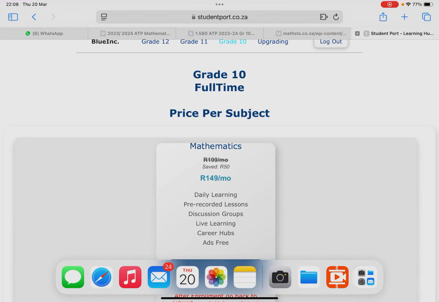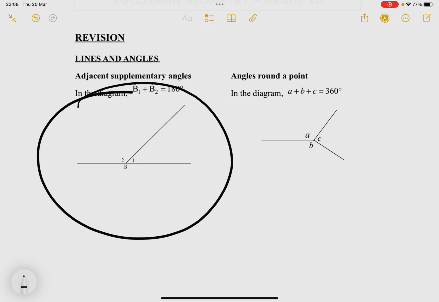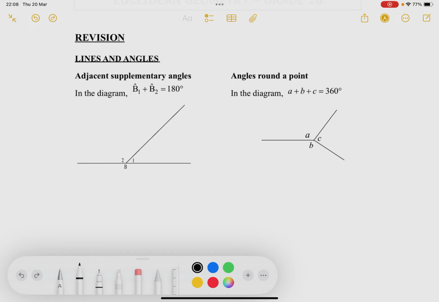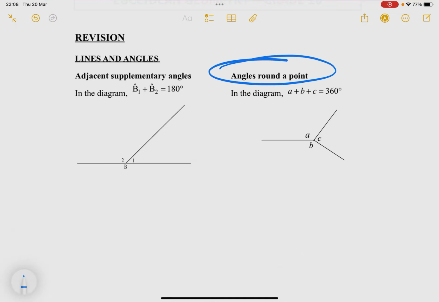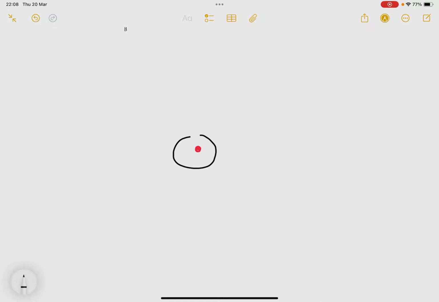Now, let's continue with what we were doing. We spoke about the angles on a straight line. Now, let's look at angles around a point. What do we mean by angles around a point? This is what it means. If we have a point, and we want to rotate around this point, this rotation makes a 360-degree rotation.